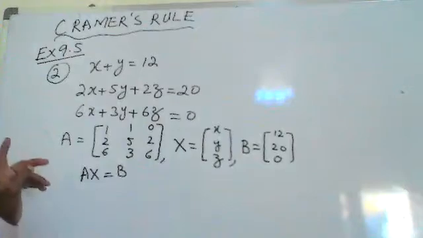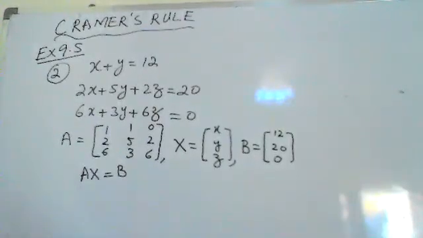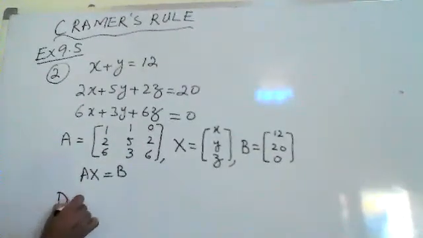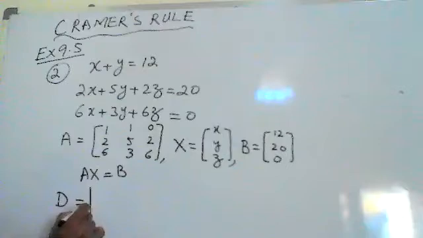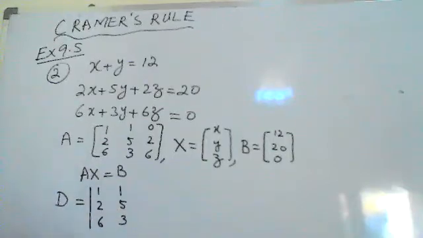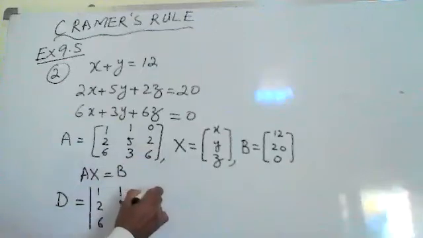So we will convert the matrix A into the determinant D. So D is equal to the determinant with rows 1, 2, 6; 1, 5, 1; 5, 3; and 0, 2, 6. This is the determinant.